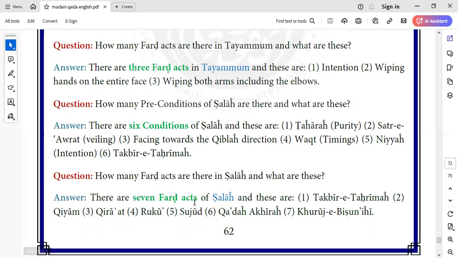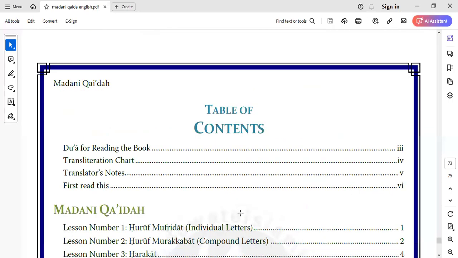Question. How many fard acts are there in salah and what are these? Answer. There are 7 fard acts of salah and these are: 1. Takbira Tahrima, 2. Qiyam, 3. Qiraat, 4. Ruku, 5. Sujud, 6. Qada Akhira, 7. Khuruj bisunihi.